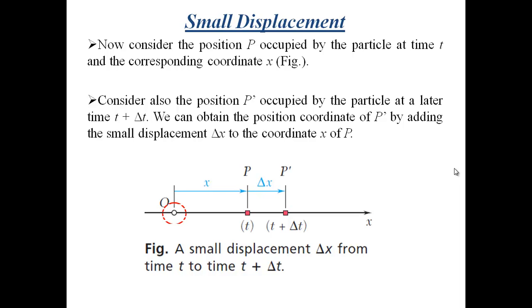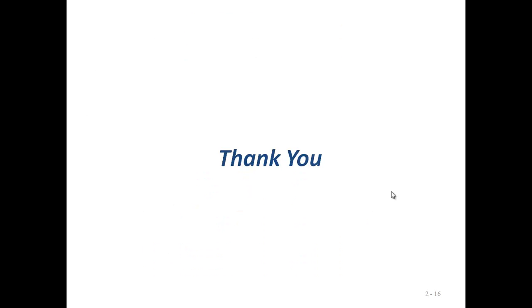You can see the point O, and after time t the point obtained is P. The distance is x. After a small variation in time, delta t, the point obtained is P dash, and the small displacement is del x. Further, we will see in the next class.